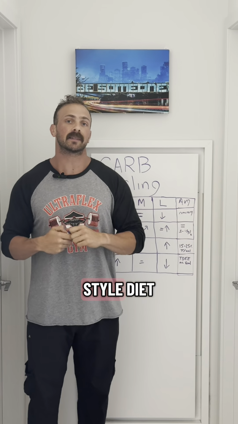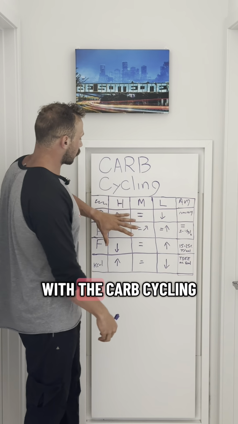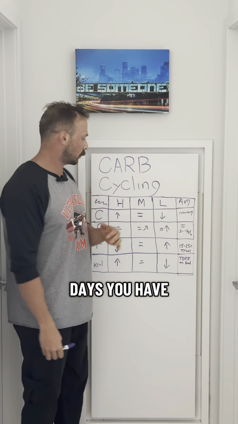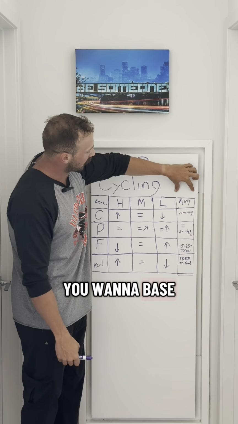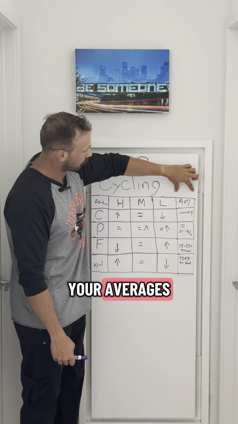This is a very simple outlook on how to set up a diet to implement it with a carb cycling style diet. Now, starting out with carb cycling, you have 3 days: a high, a medium, and a low day. Regardless, you want to base it off of your averages. So starting out, you've got to figure out how many calories you want to eat on average throughout the week.